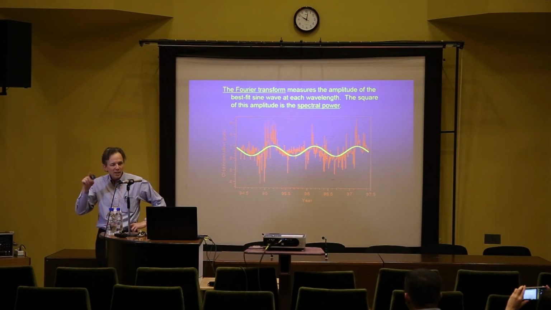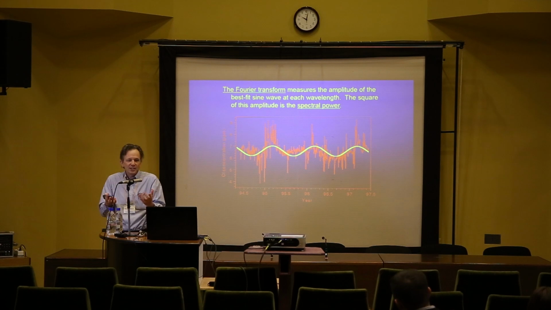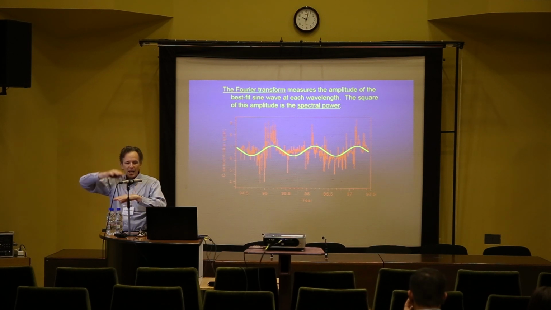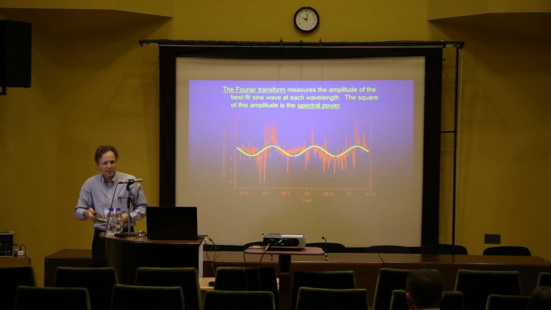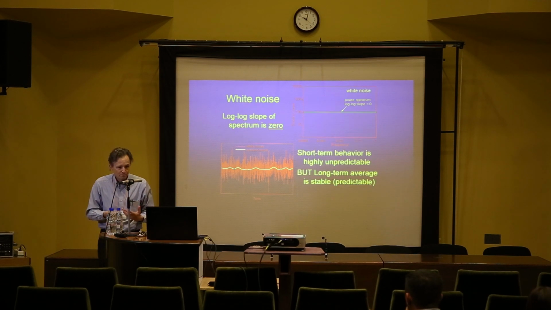Now, if we have a time series instead of a beam of light, we estimate the power spectrum using the Fourier transform, which is basically fitting sine waves of different wavelengths to that time series and measuring their amplitudes, and then changing the wavelength and measuring the amplitude again and again and again. And so from the spectrum of a time series, we can learn useful things about its predictability.